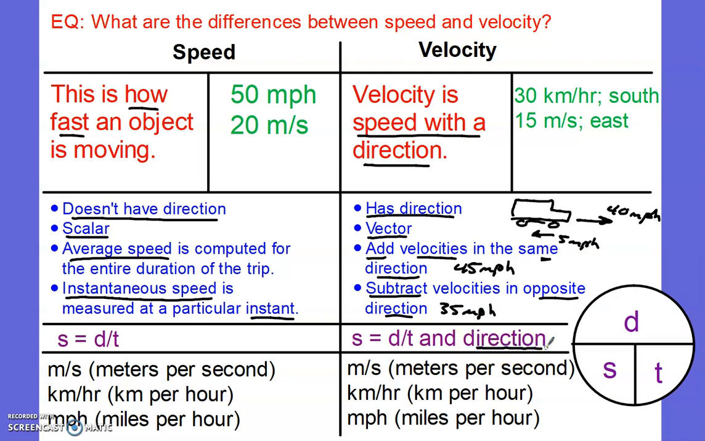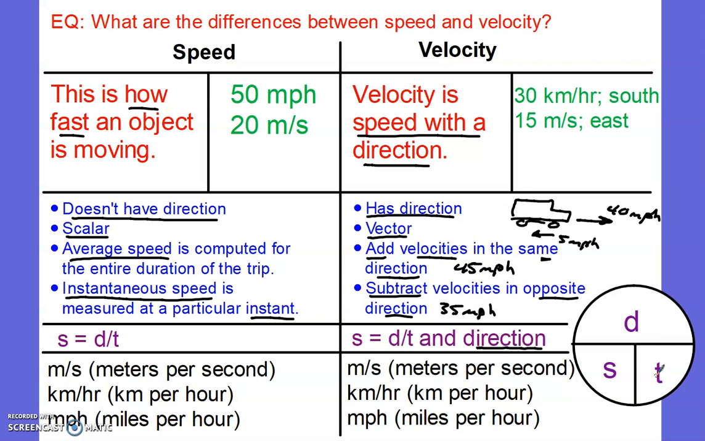Now what I'd like to do, and I'll show you this later on, is use this circle here to help us with our calculations. If you're not solving for the speed, or instead solving for the distance, then your speed and time are next to each other, and you will multiply them. So I'll show you that then as we go through some problems.